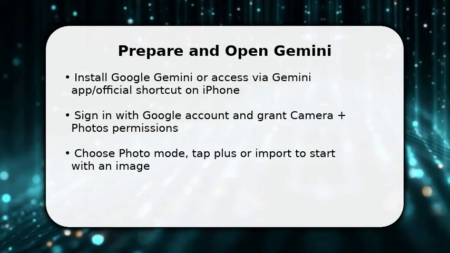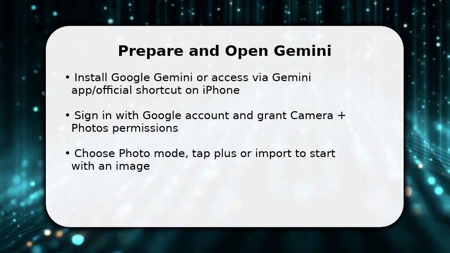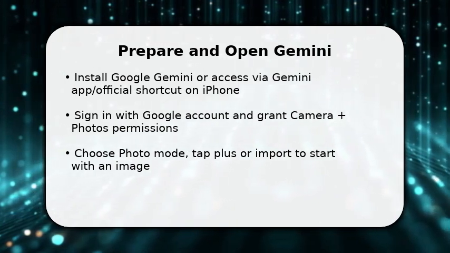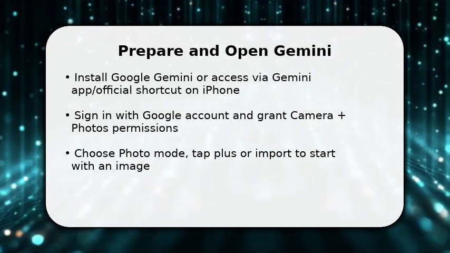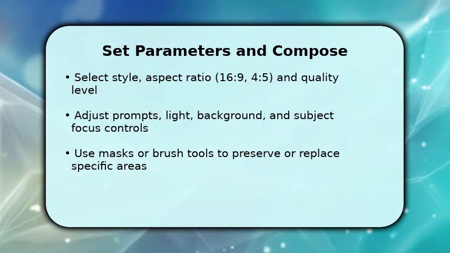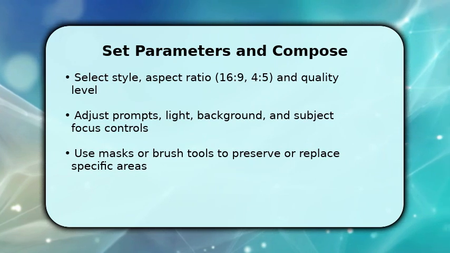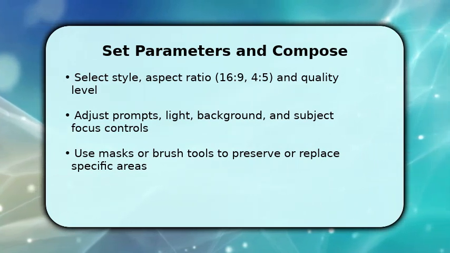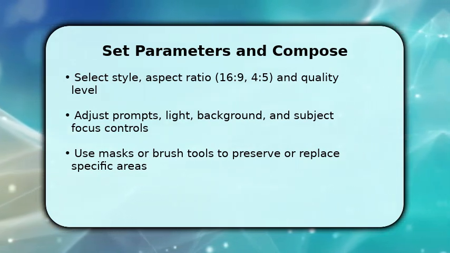Next, tap to create a new image or import an existing photo from your library. This is the first actionable step that moves you out of setup and straight into editing or generation. Make sure you pick photo mode, not chat, to keep the interface focused on images. Now refine what you want. Choose a style preset and an aspect ratio like 16:9 or 4:5 to fit your platform.